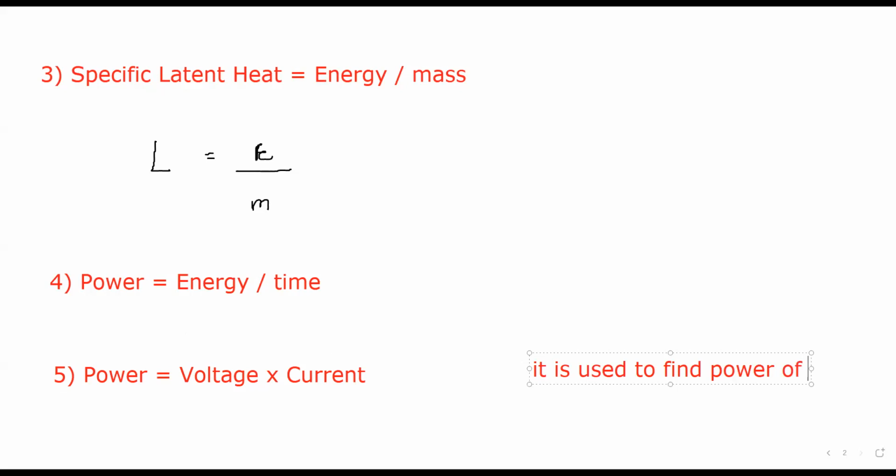It is used to find the power of electrical appliances. For example, if I want to find the power of a refrigerator or fridge, a bulb, a lamp, a computer, these are all electrical devices. Whenever we want the power of these devices, we multiply the voltage by the current. P is equal to VI. Power is denoted by P, voltage by V, and current by I. So P is equal to VI, or P is equal to energy divided by time.